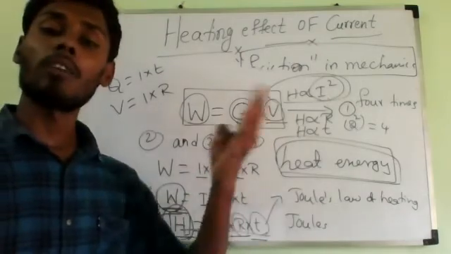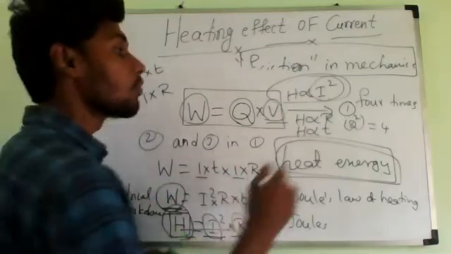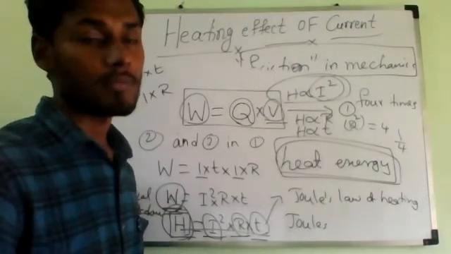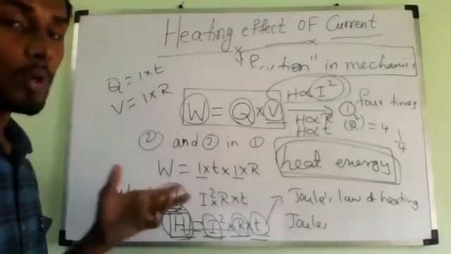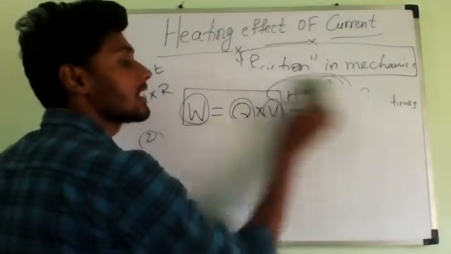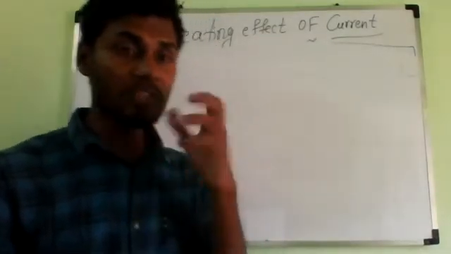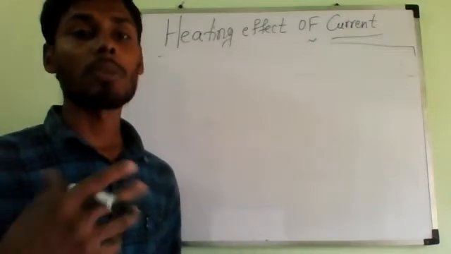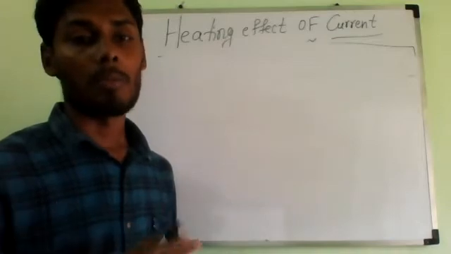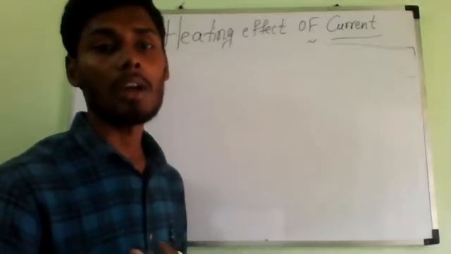Understanding? Suppose the current becomes half, then the heat generated will become 1/4. These are very important things in the case of assertion and reason questions. Like the second one, since the heat produced in a wire is directly proportional to the resistance, H is directly proportional to R. If R becomes double, then the heat energy produced also becomes double. If resistance becomes half, then the heat energy also becomes half.